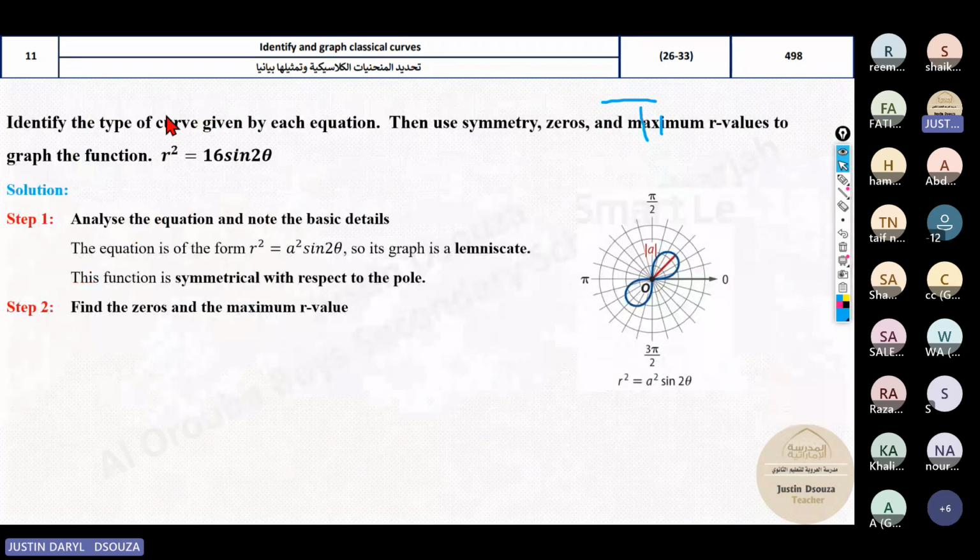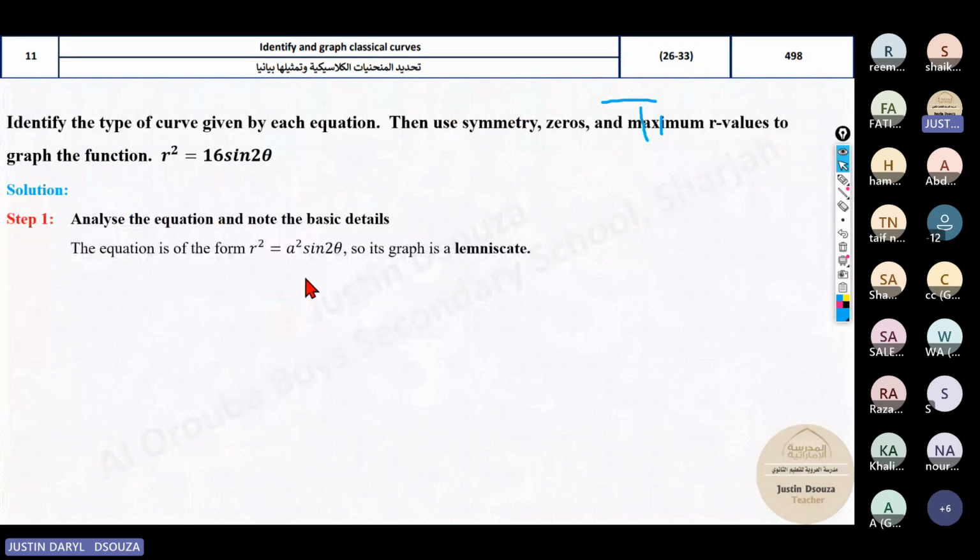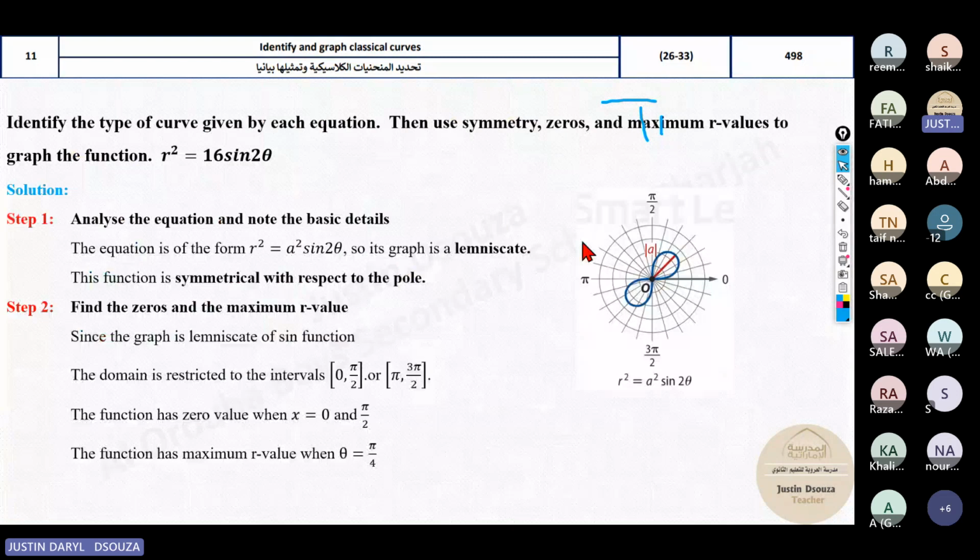And then once you see over here, r square is there, you don't need to bother. It's a lemniscate. And since it's sine theta, look over here. If it's sine, it is diagonal, right? If it's cos, it will be flat. So that's how we can easily find it.